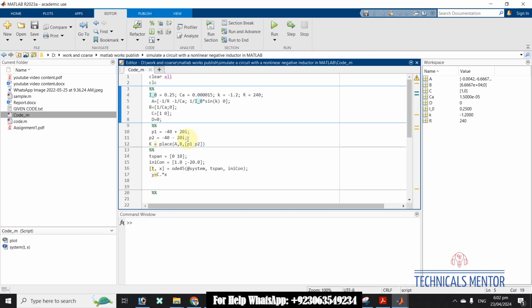Using the place function, we design a state feedback controller that moves the system poles to desired locations for optimal performance. We used the MATLAB ode45 solver to simulate how the system evolves over time from a given initial condition. This helps us observe the performance of our control strategy.